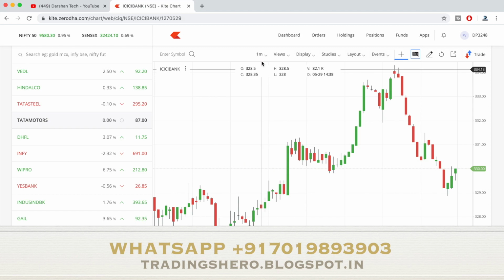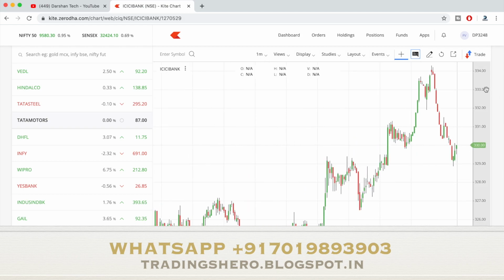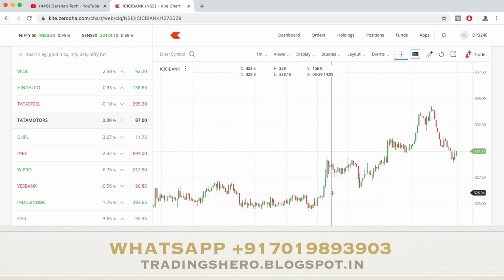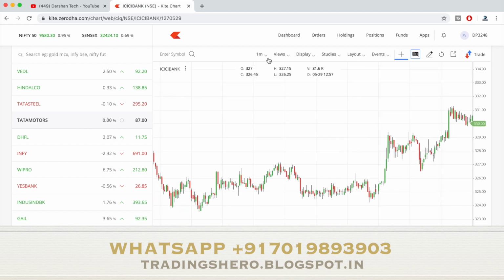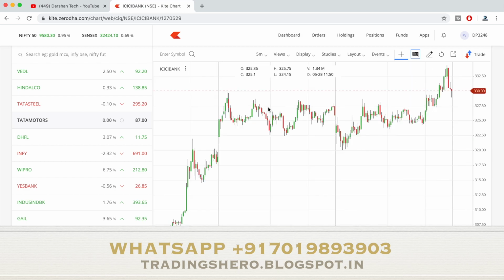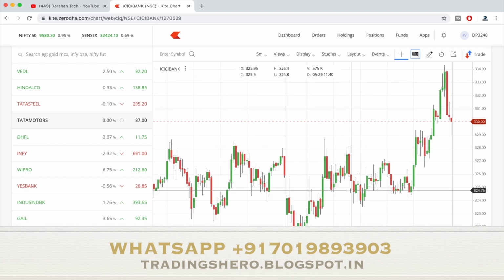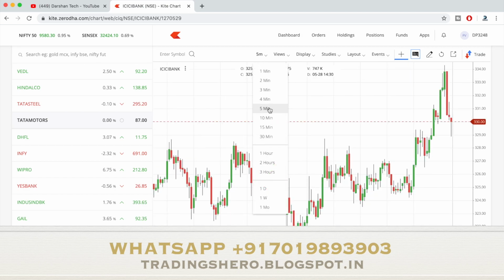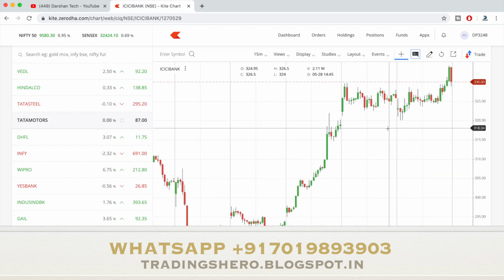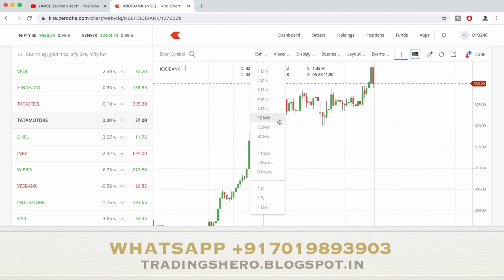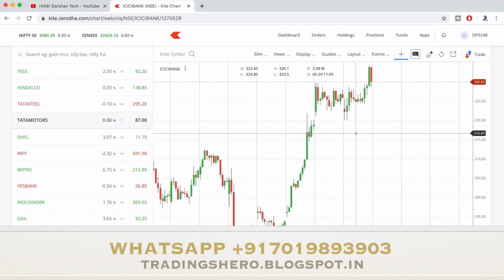So there are a lot of time frames like 1 minute, 5 minutes, 15 minutes, 30 minutes, 1 hour, and all these things. So guys, what you're seeing now is a 1 minute candle chart, and now let me switch to 5 minutes. When I switch to 5 minutes, the chart looks like this, and when I switch to 15 minutes, the chart looks like this. Okay, now if I go to 30 minutes, the chart looks like this.